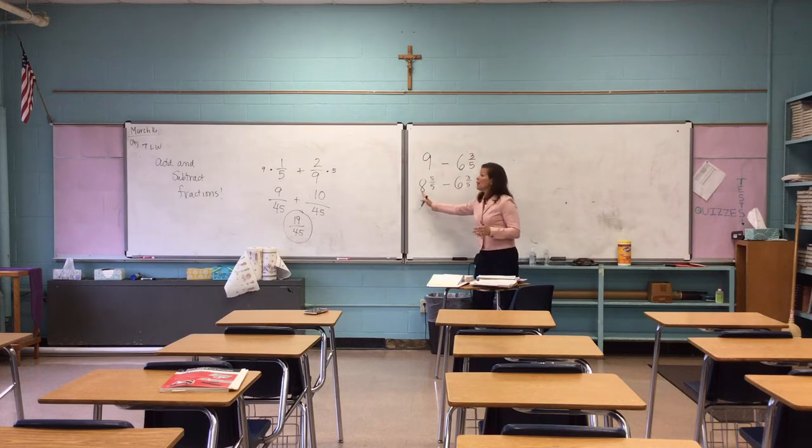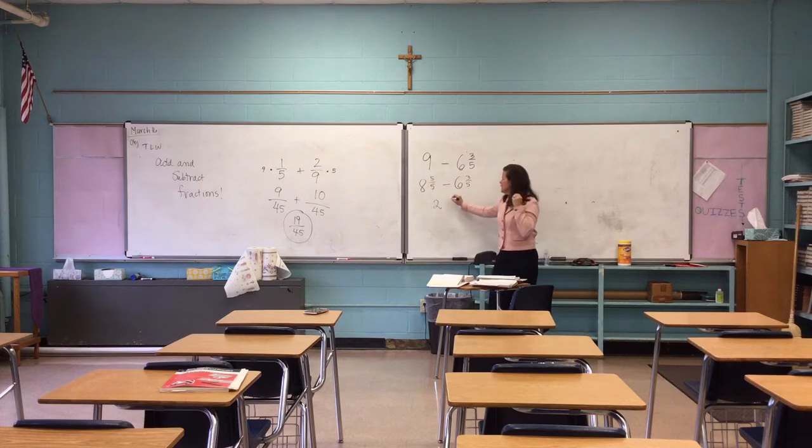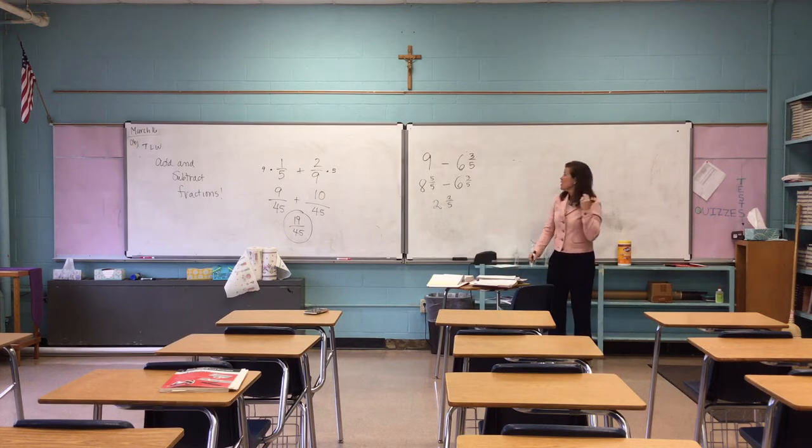Now I can subtract my whole parts. 8 minus 6 is 2. Then I subtract my fraction parts. 5 minus 3 is 2/5. That's my answer, 2 2/5.